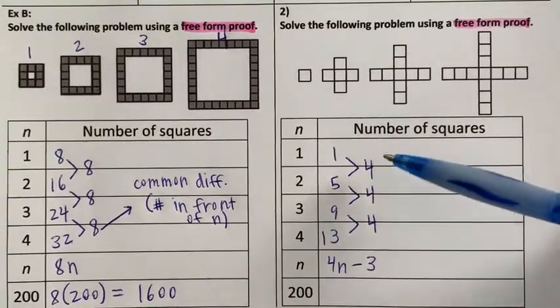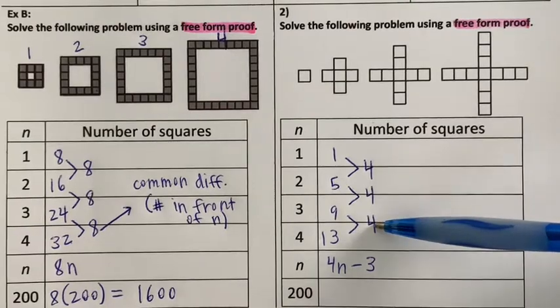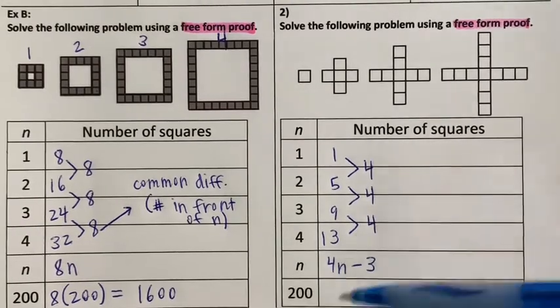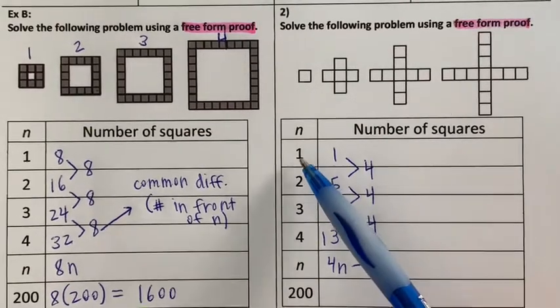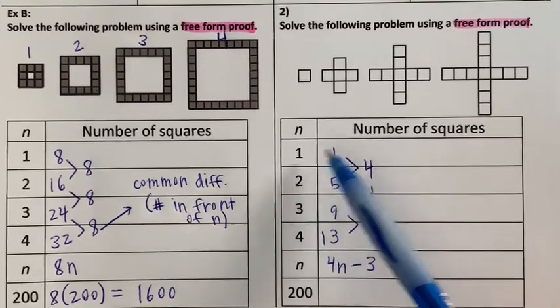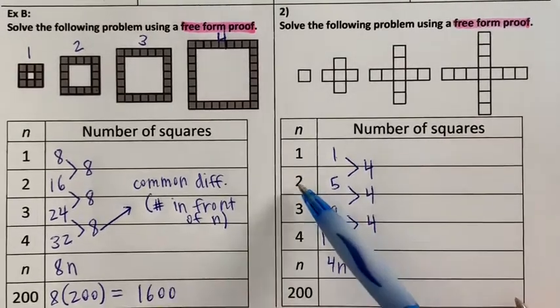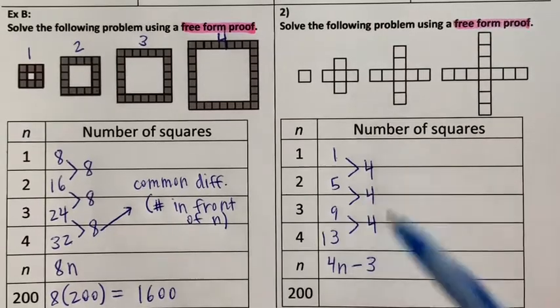Here's what I came up with in my table, and I noticed that here my common difference was 4, but I couldn't just write 4n for my rule, and you could test it. Is 4 times 1, 1? No, 4 times 1 is 4. Is 4 times 2, 5? No, 4 times 2 is 8.